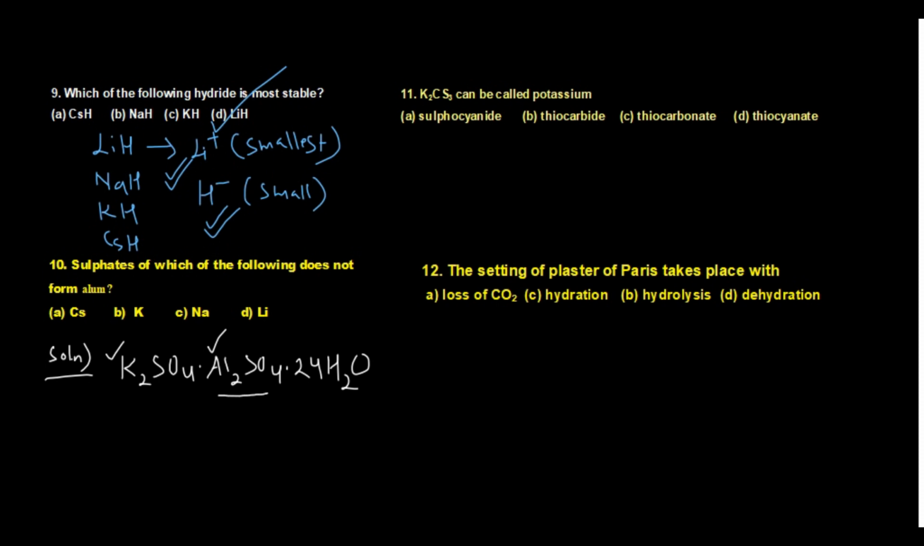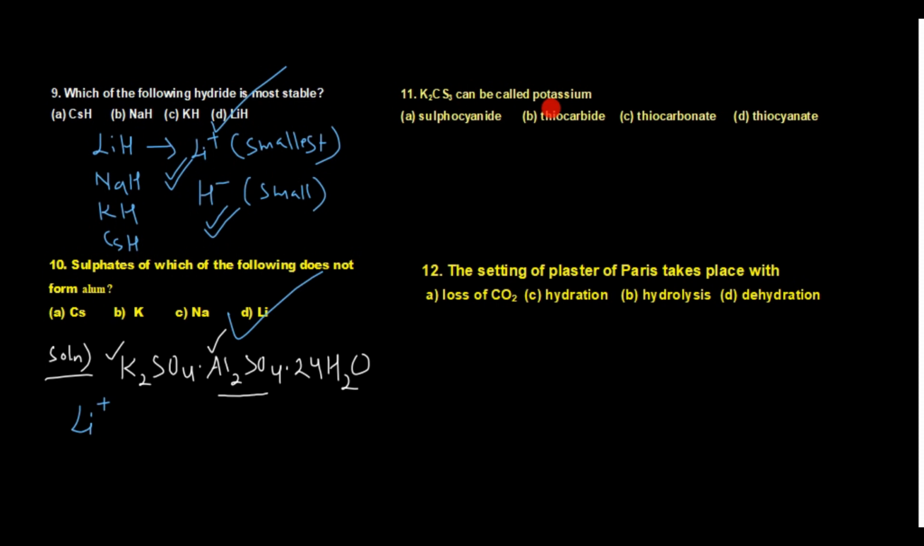But again, the anomalous behavior of lithium does not allow lithium to form the alum. The Li positive ion is very small in size, and it is so small that it cannot form a stable lattice required for the formation of the alum. So D is the correct answer in that case. This I have explained in my lecture also. Now moving to the next problem.